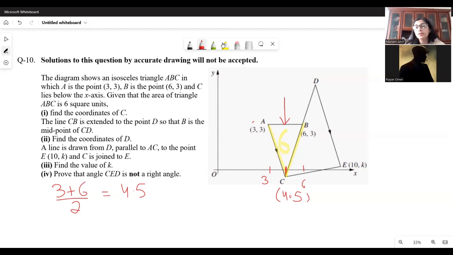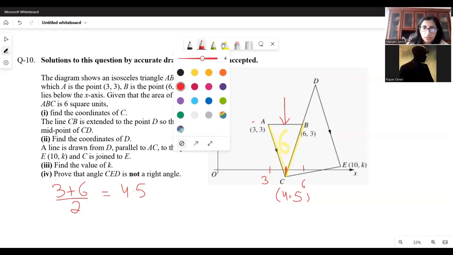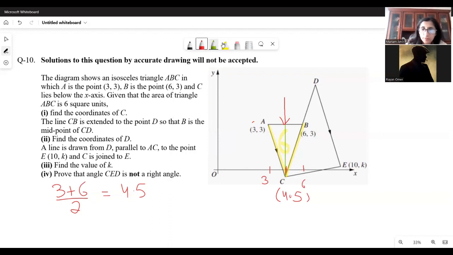Okay, now we need the y coordinate. For the y coordinate, if we get this length from here to here, then we will use movement. We'll take 3 down by that many units. And how do we find this length? This is the height of the triangle. And we already have its area. So the formula for area is: area 6 equals half times base times height.